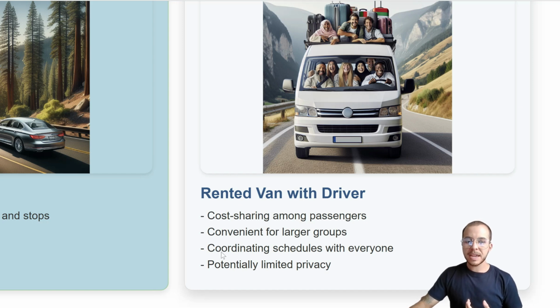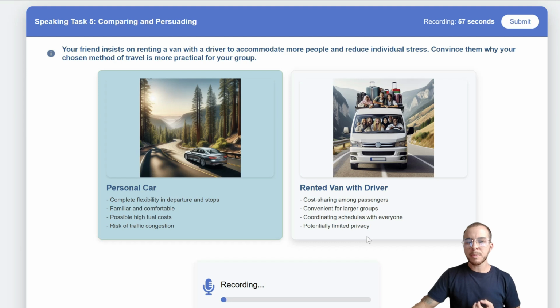So let's say convenient for large groups, cost sharing. Let's say cost sharing among passengers. We'll go with the first one. Now it's my job to think about why cost sharing among passengers is wrong.